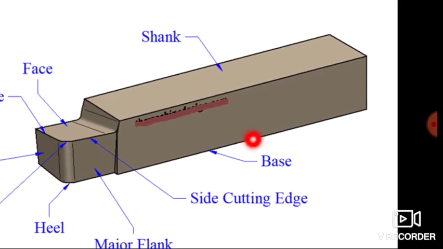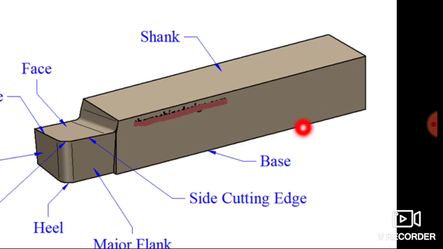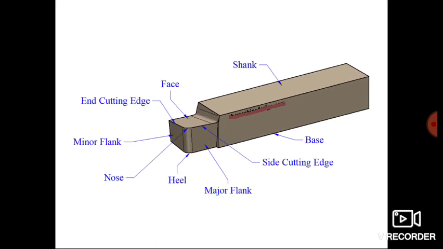And here you can see the base of the cutting tool, on which the single point cutting tool rests. The shank is the main body of the cutting tool, and with this shank you can hold the single point cutting tool in a tool post or in the tool turret of your lathe machine. So these are the major parts of a single point cutting tool.